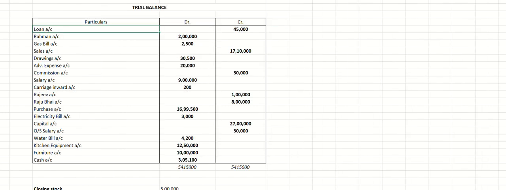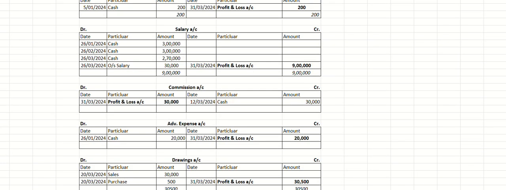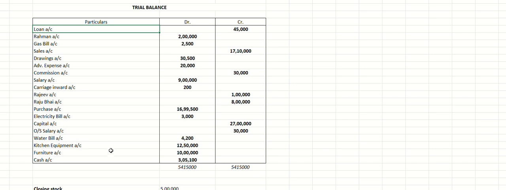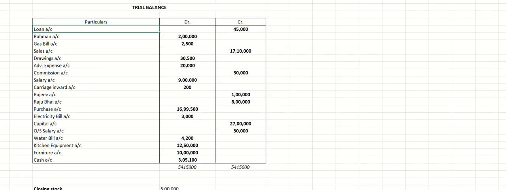How to prepare a balance sheet when we have a trial balance with us. Remember, we have seen how to prepare a ledger from journal entries we have done. From there, we have seen how to prepare a trial balance. From the trial balance itself, we have prepared the profit and loss account also. Now, from the same trial balance, we are going to prepare the balance sheet.